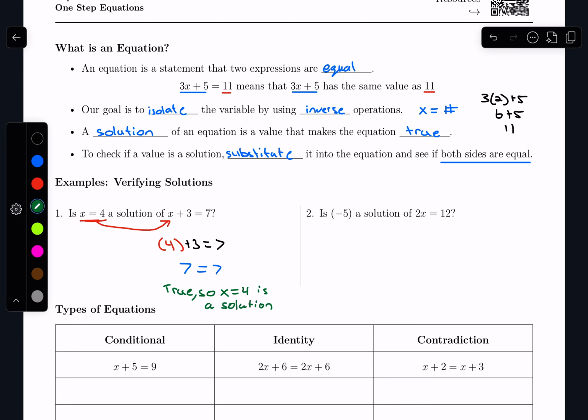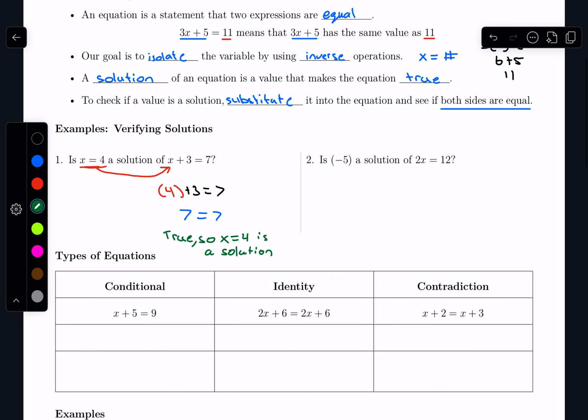So number 2 says, is -5 a solution of 2x equals 12? First things first, is -5 a solution? This is shorthand notation for is x equals -5 a solution of 2x equals 12? So just know when we just throw the number out there, we can use context clues right now to assume that that -5 represents x, but we might have other variables in the future, so we just got to be careful, okay? That one's just shorthand though.